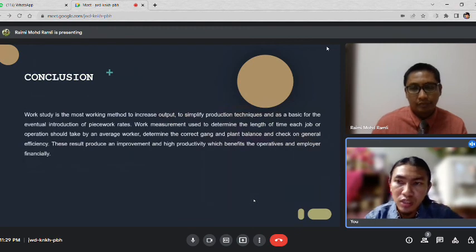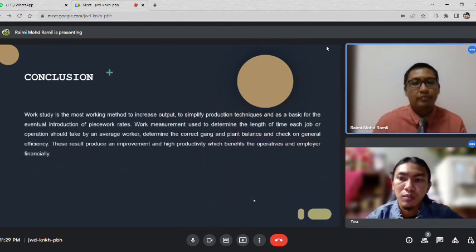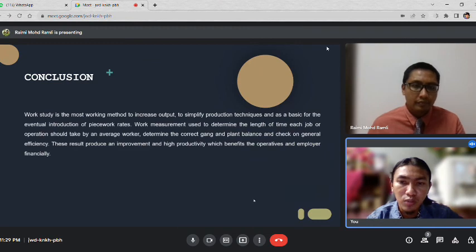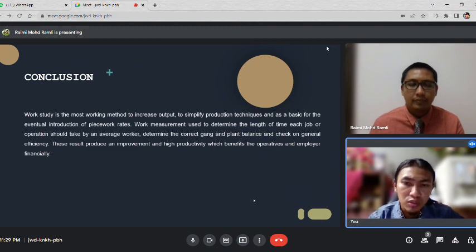the conclusion. Work study is the most effective working method to increase output, to simplify production technique, and as a basis for the eventual introduction of piecework rates. Work measurement is used to determine the length of time each job in operation should take by an average worker, determine the correct gang and plant balance, and check on general efficiency. This results in improvement and higher productivity, which benefits the operative and employee financially.